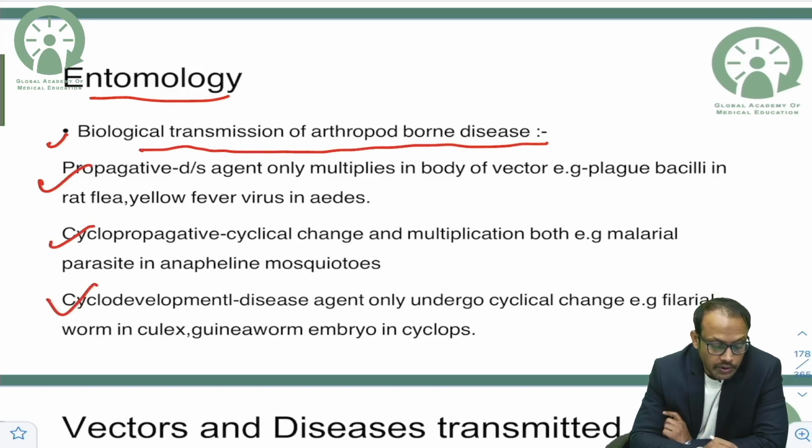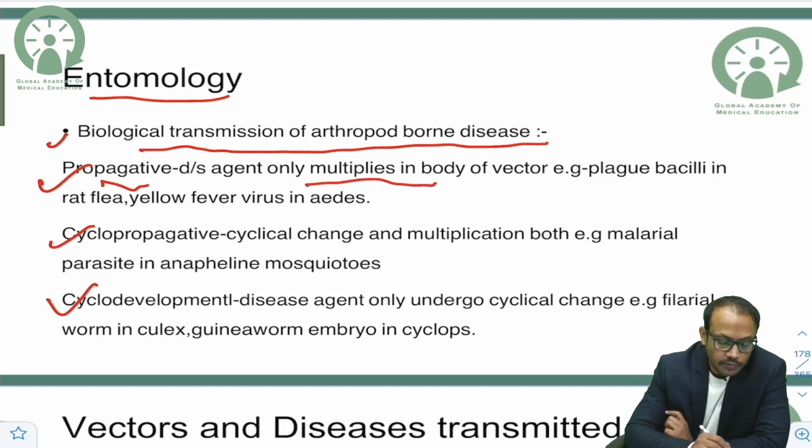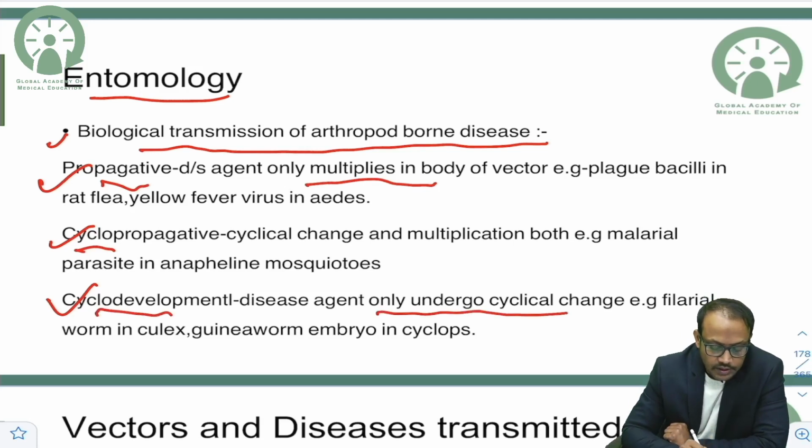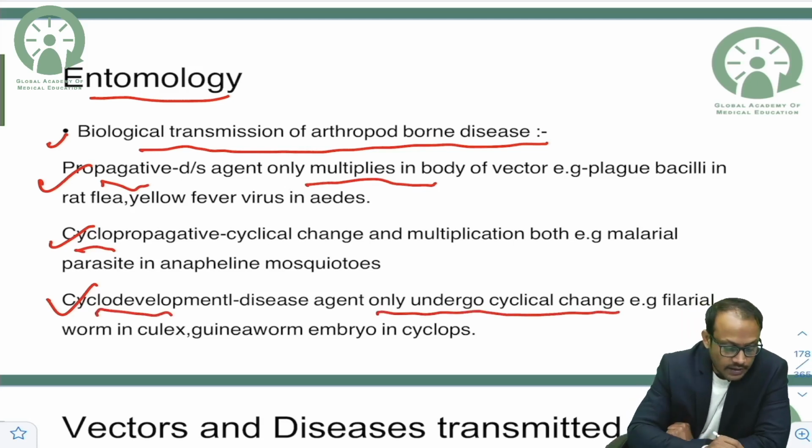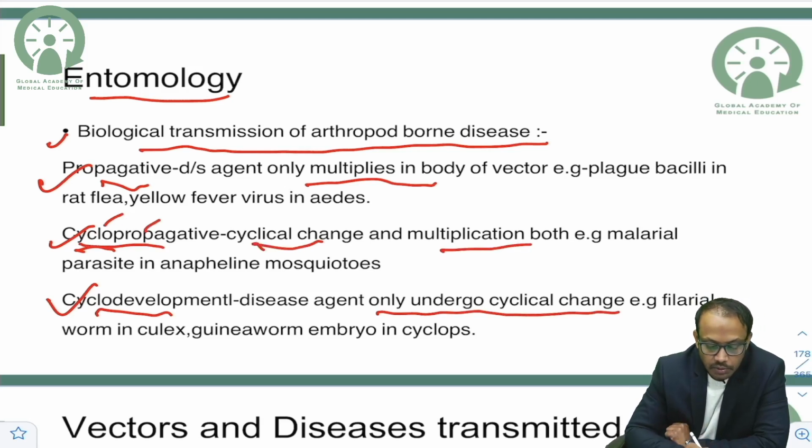Okay, what is propagative? Where the disease agent only multiplies. Propagate means multiplies, and cyclo means developmental changes in the body. In the cyclodevelopmental, only cyclical changes are there. And cyclopropagative contains cyclo and propagative both. So it is cyclical change as well as multiplication both.